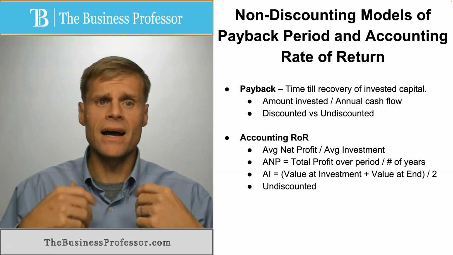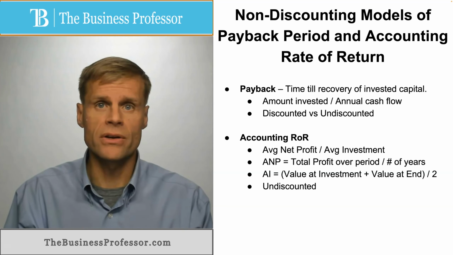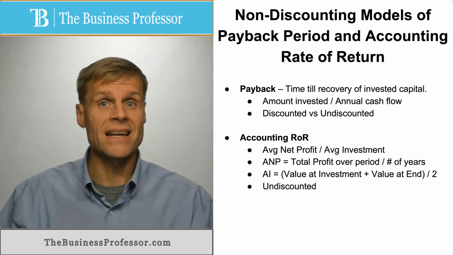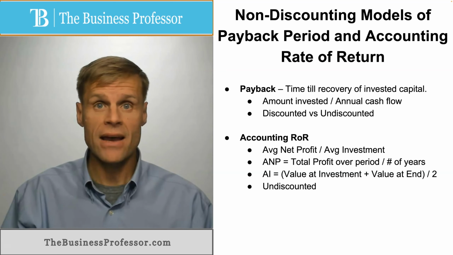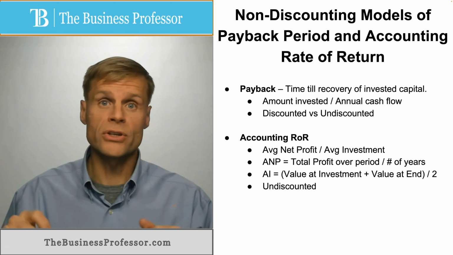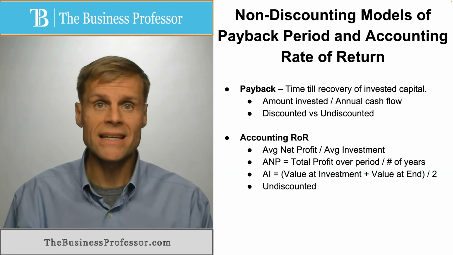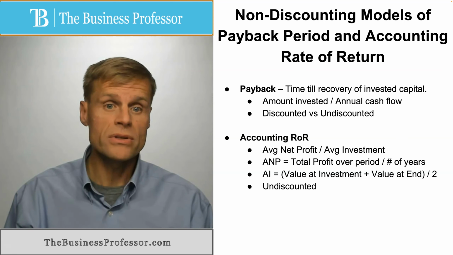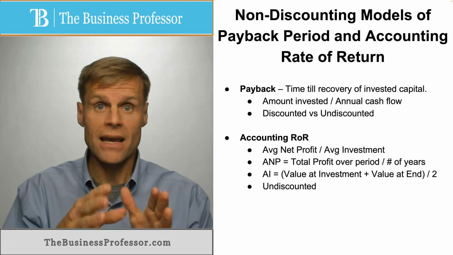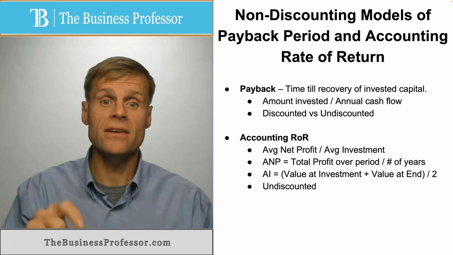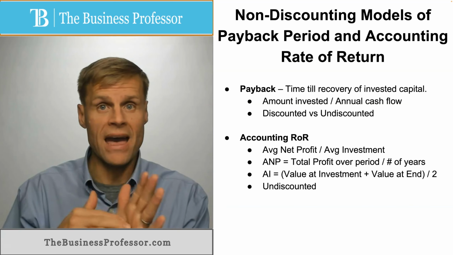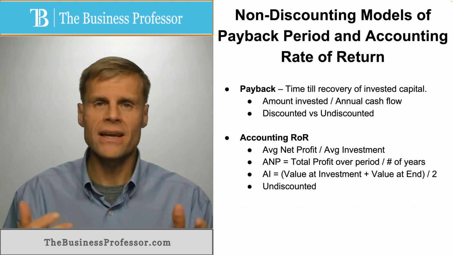Now, the accounting rate of return. This is another metric that is normally discounted based upon a rate of return. But if you're looking at the undiscounted model, what you're going to do is you're going to take your average net profit from the activity divided by your average investment. Now, why do you take the average?